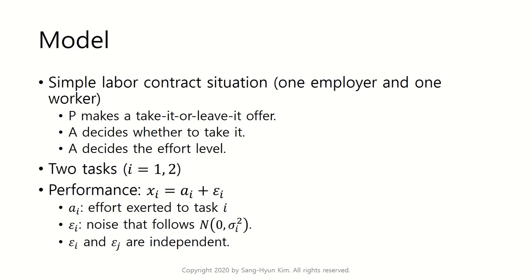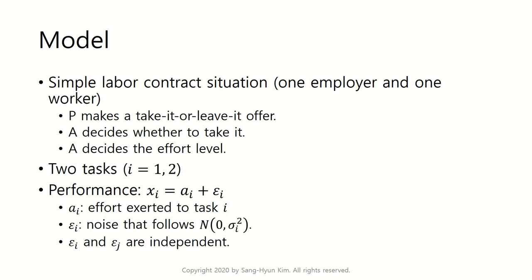So we consider a simple labor contract situation, one employer, one worker, so it's basically the same basic principal-agent model, but the difference is we have two tasks. So i is one or two, we have two tasks, and one worker is doing both tasks. That's the simplest situation in which we can consider this multitasking problem.